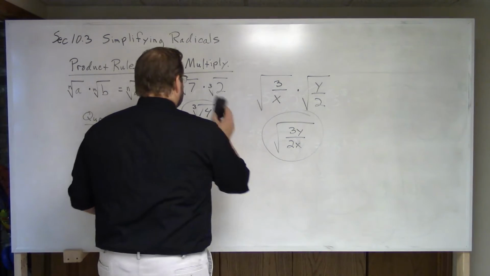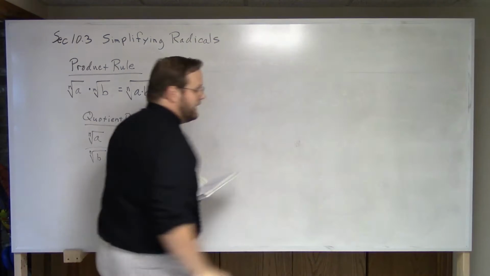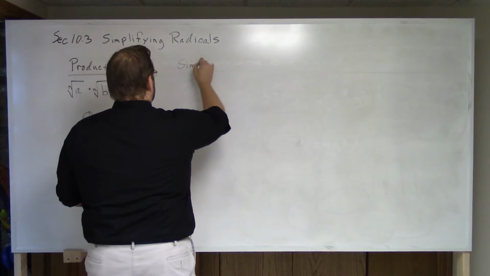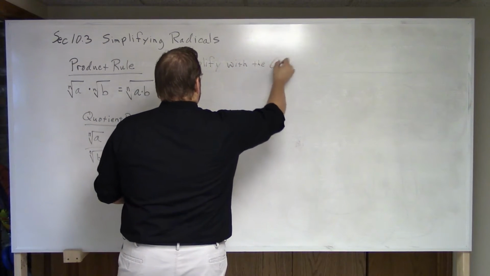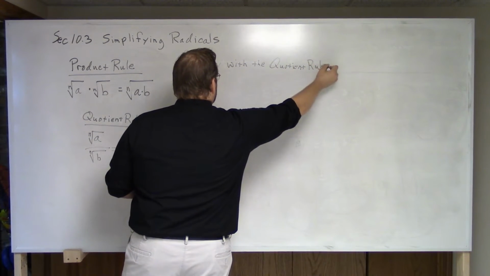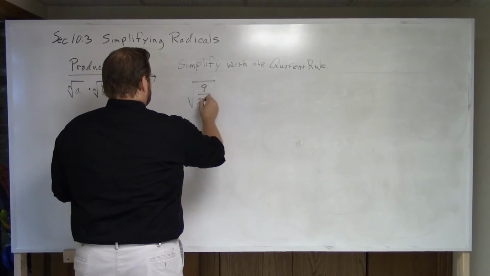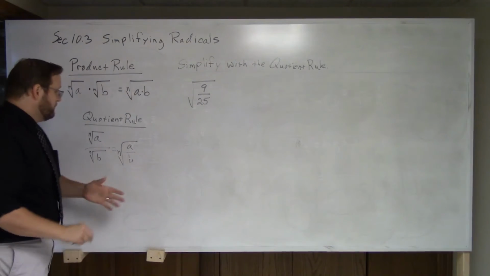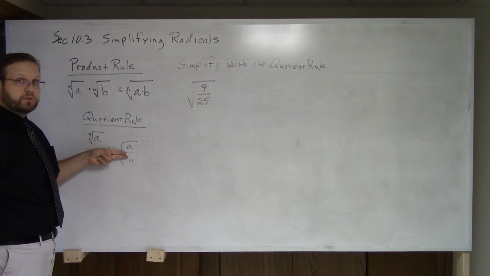Okay, now I'm not just going to be multiplying. I'm going to ask you to simplify with the quotient rule. And let's say we have something like this. Okay, now, remember, we have the option to either keep these two separate or to pull them together as one.